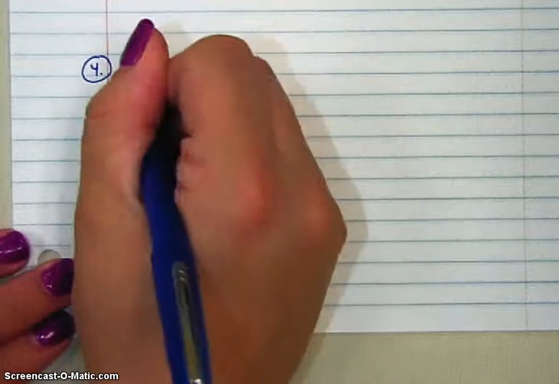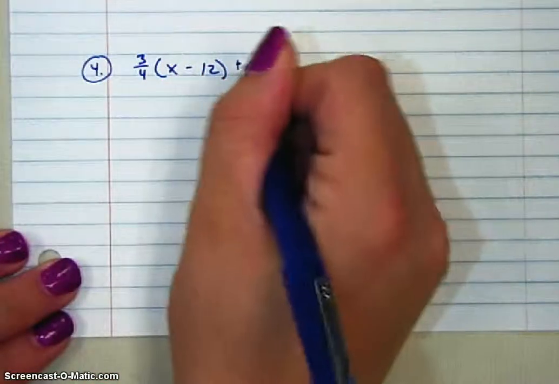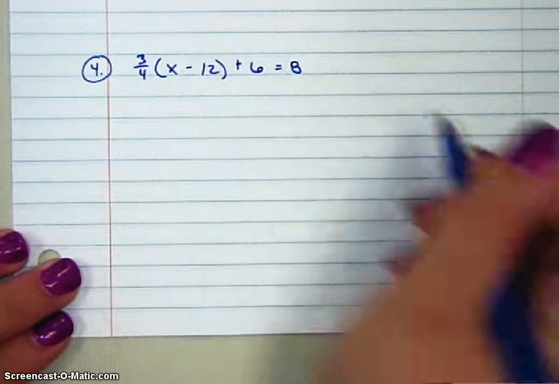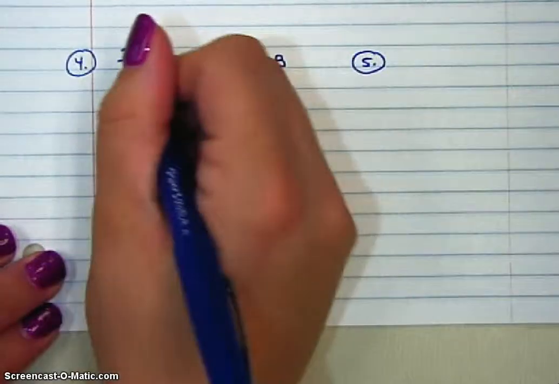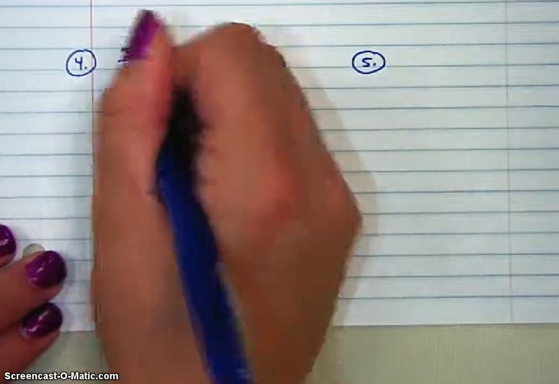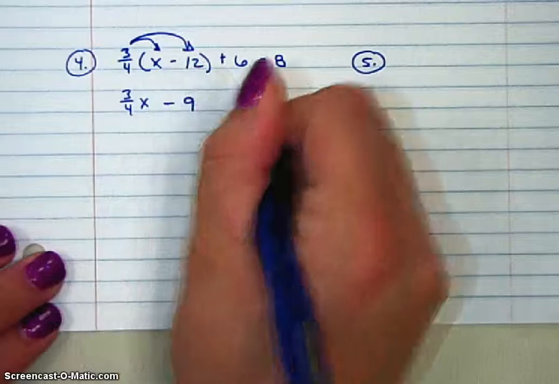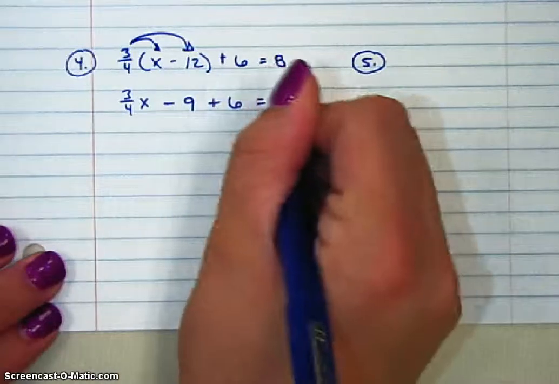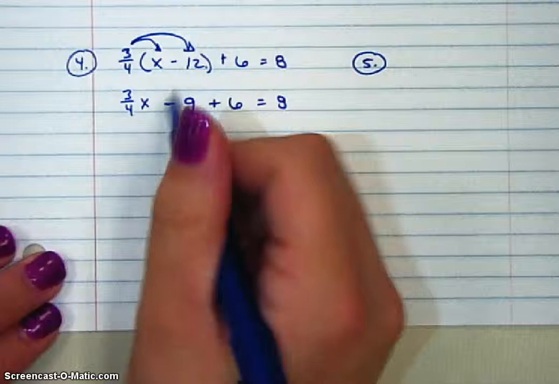Right, one more. 3/4 times x minus 12 plus 6 equals 8. Actually, I might do one more after this. So we're going to start by distributing, which gives me 3/4 x. 3/4 times negative 12 is negative 9, and then bring down the plus 6. We do not distribute to the 6 because it's not inside the parentheses.